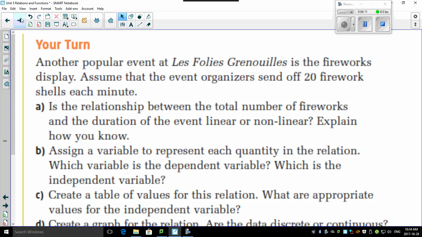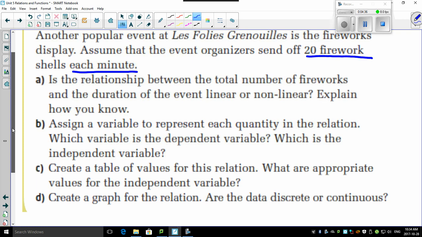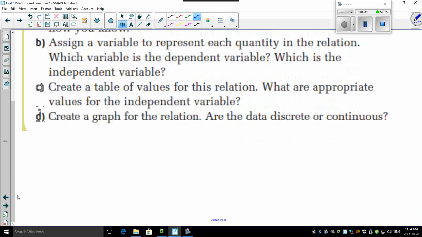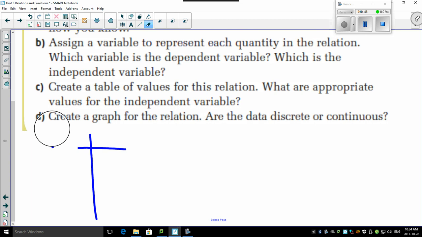It says, another popular event at, I can't speak French, so there we go, is the fireworks display. Assume that an event organizer sends off 20 fireworks every minute. So think about this. We're setting off 20 fireworks every single minute. Then we've got a bunch of questions to ask ourselves here. So before I do any of these questions, let's just think about this for a second. We have an independent variable, and we have a dependent variable.